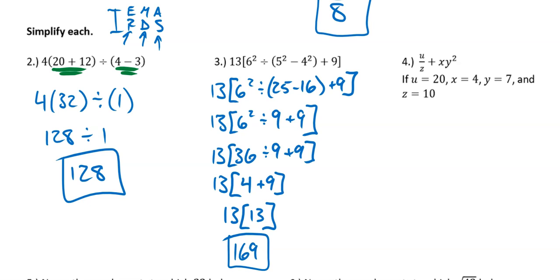But again, we're doing one step at a time, following order of operations. If I look at the next one, it gives me an expression with these variables. I've got u over z plus x times y to the second. And I'm just going to substitute in. Anytime I substitute in, it's always a good idea to use parentheses. So up here, I'm going to use parentheses around each of the things that I substitute in.